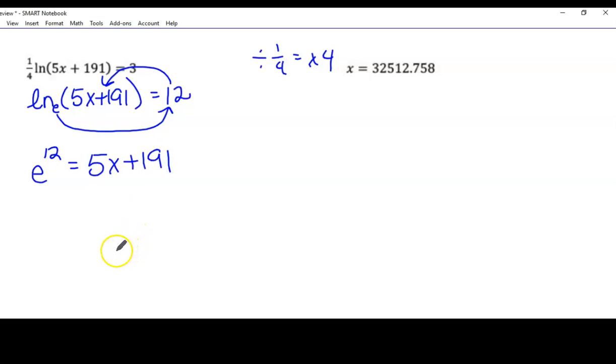Let me see if I wrote, oh yeah, I did. Okay, so log E to the 12th power, I'm going to round this. I got 162,754.7914.